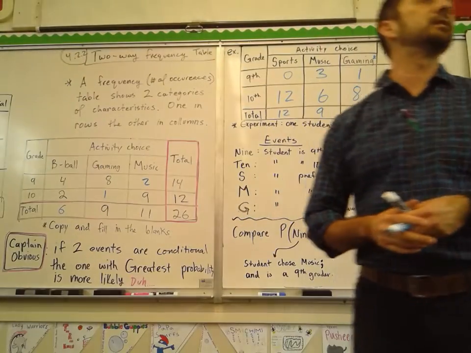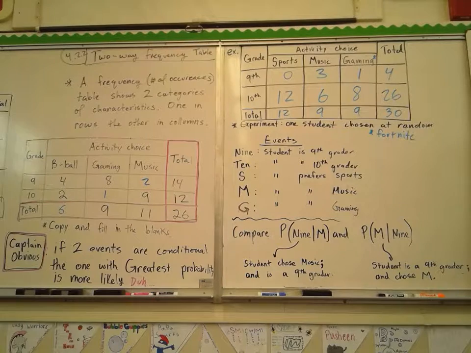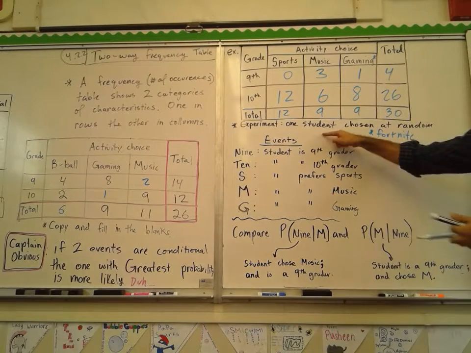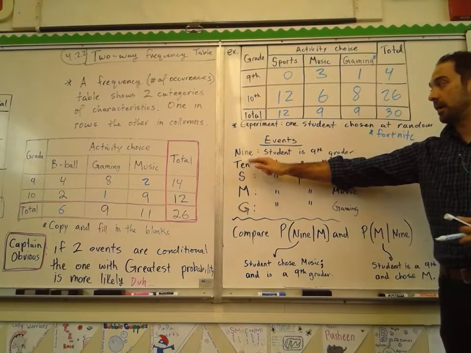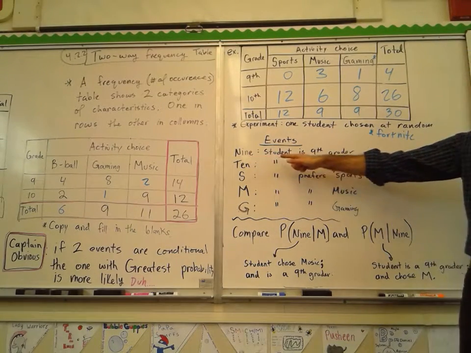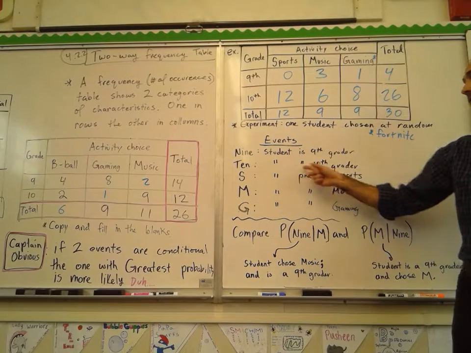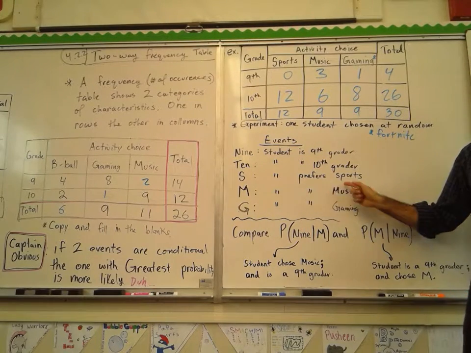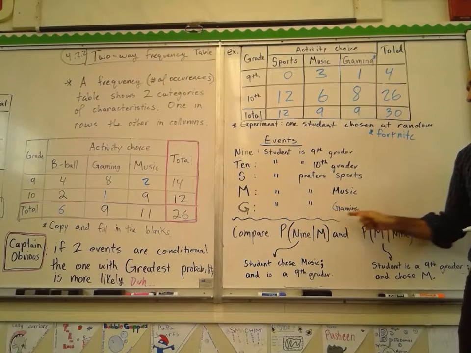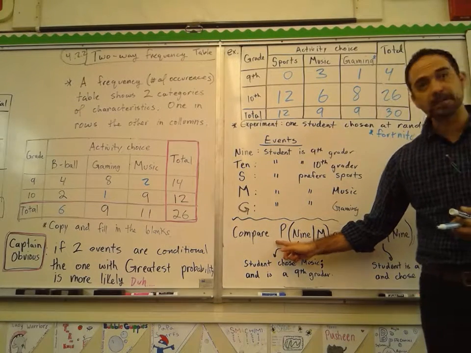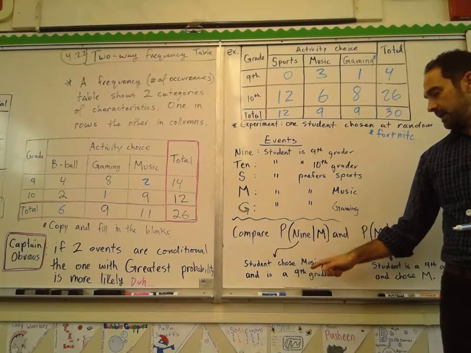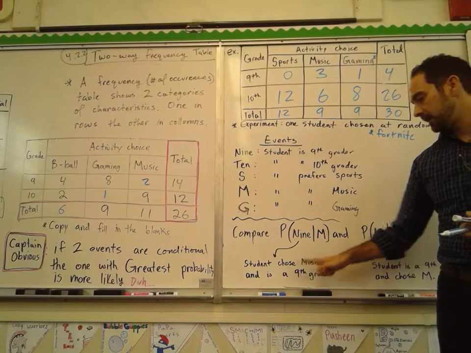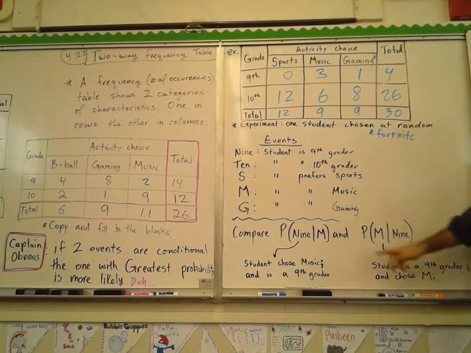This is the data we're going to use. Here's the deal. One student is chosen at random. We're doing similar to what we did yesterday. Here are the events. 9 is the student is a 9th grader. 10 is the student is a 10th grader. S, the student prefers sports. M, music. G, gaming. First, we want to find the probability that somebody chose music and is a ninth grader, and also that someone is a ninth grader and chose music. They're going to be different.